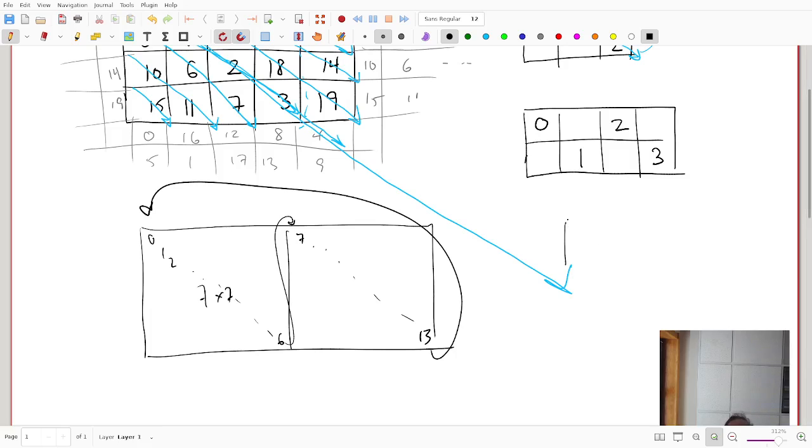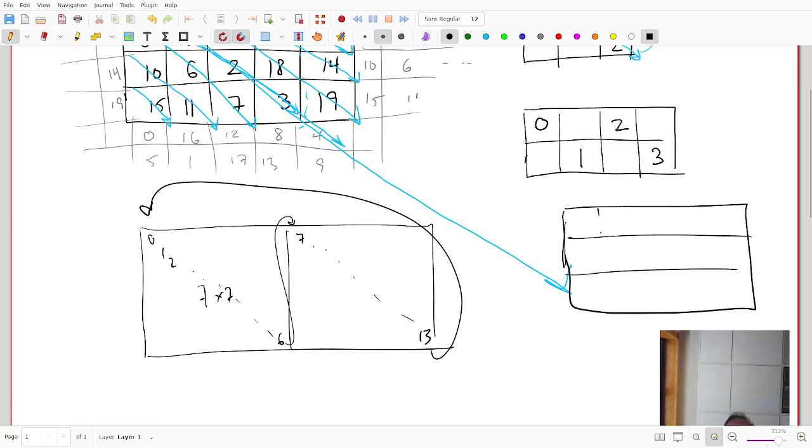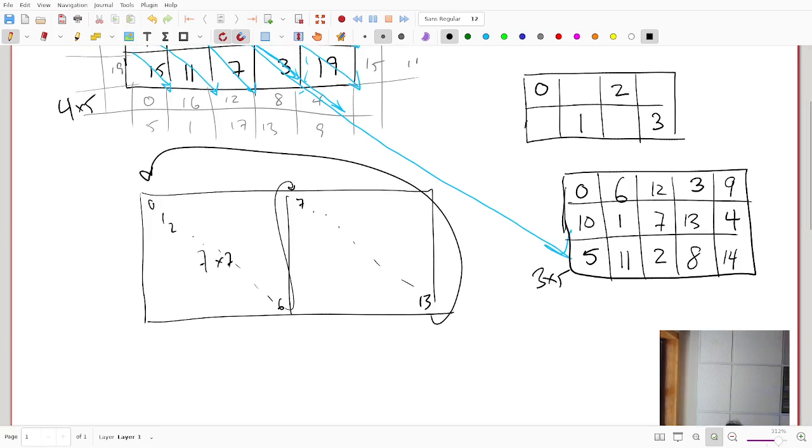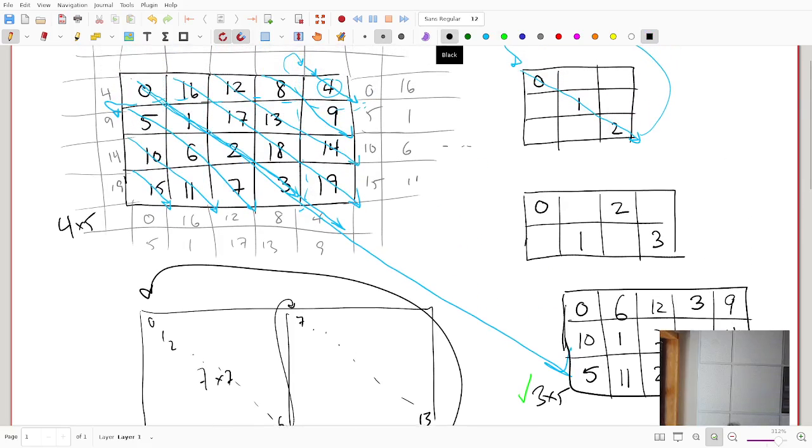What about, let's do 3 by 5, how about that? Here's a 3 by 5. Let's see, so 0, 1, 2, wrap around, 3, 4, 5, wrap at the top, 6, 7, 8, 9, 10. That actually works. Other thoughts or things you want to try?